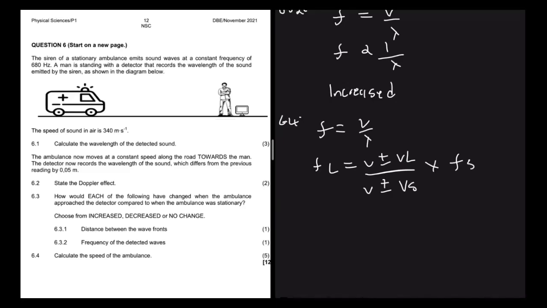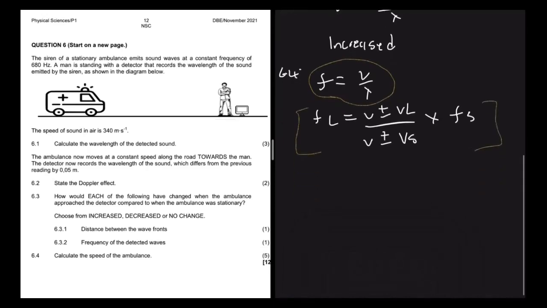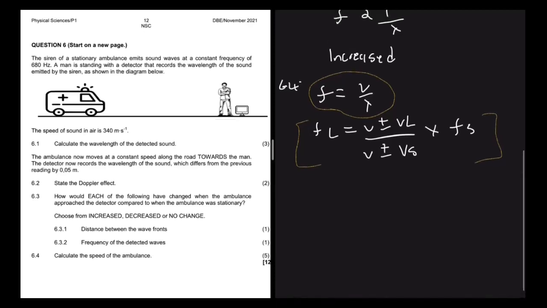And then this question says the speed of the ambulance. This formula cannot help us with the speed of the ambulance, so this is the formula we're going to use, right? So now we have to identify all the information we have and then decide on how we can determine the speed of the ambulance. So the ambulance is the source, right? So we are interested in this Vs here. We are interested in this Vs.